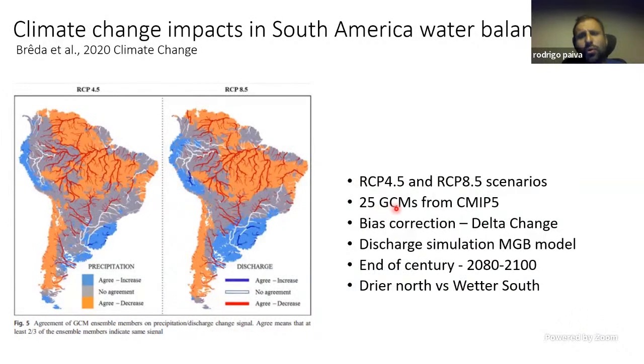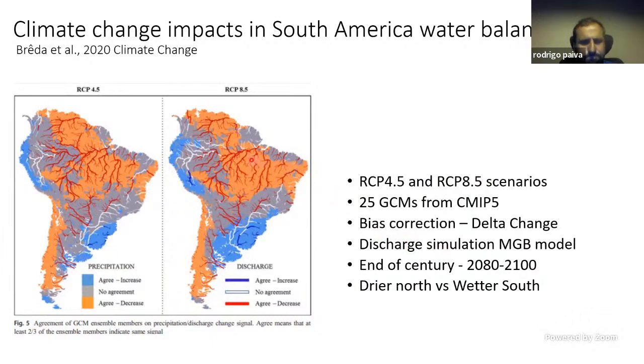25 global climate models from the CMIP5 results. We accounted for two scenarios. One is more dramatic and another one is moderate. This one is pessimistic and the most pessimistic. And we evaluated the difference for the future, for the end of the century, using the MGB model, forced with these results.